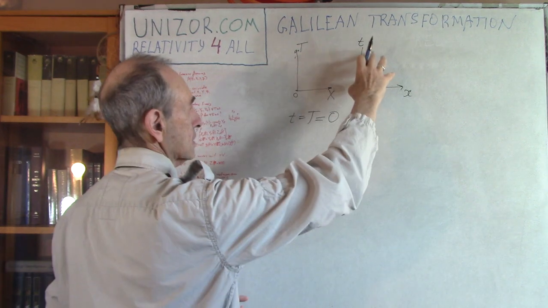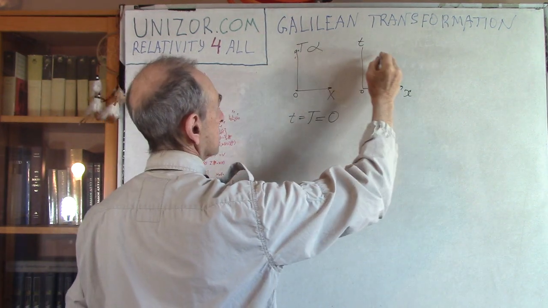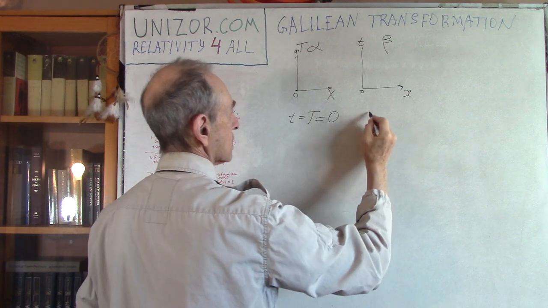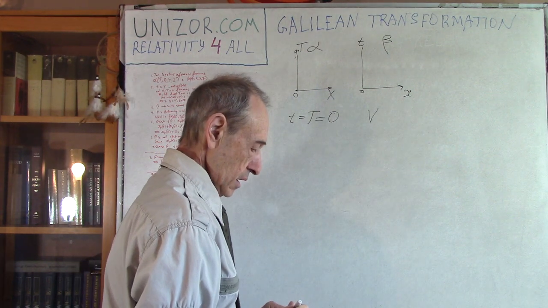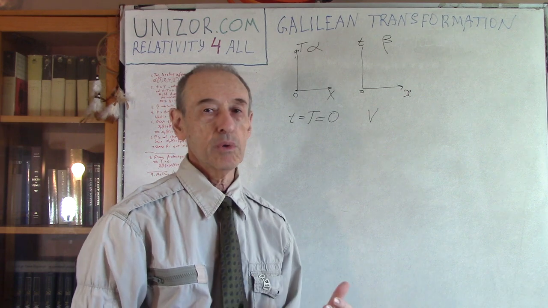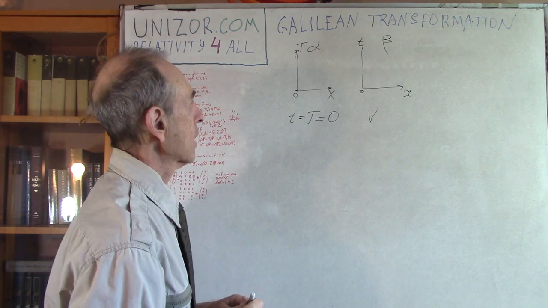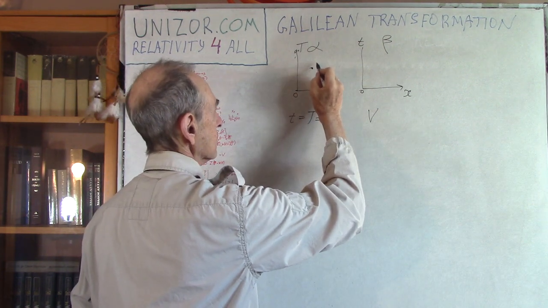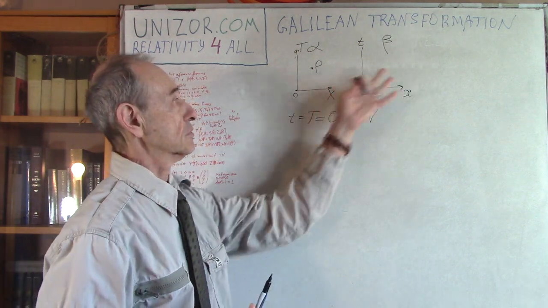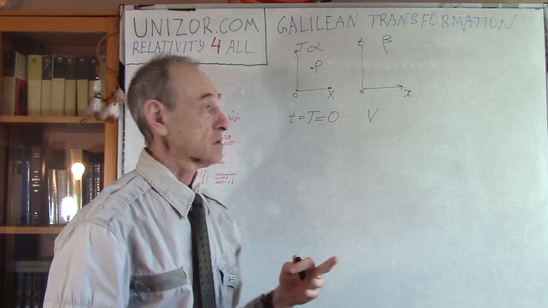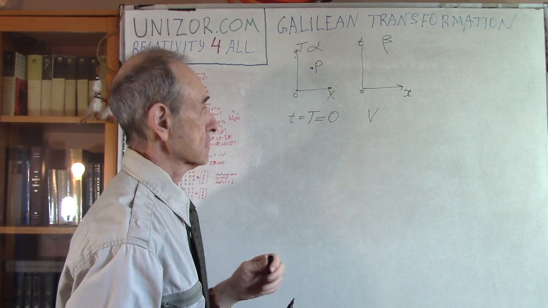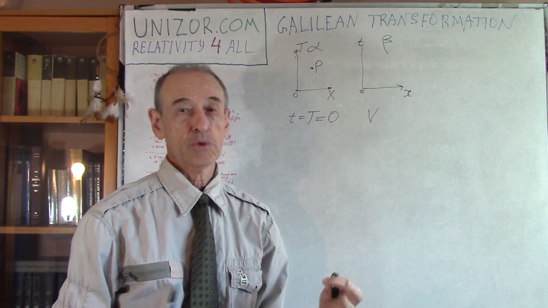And then we will call this one alpha and this one beta. We are assuming that the beta system is moving along the x-axis with constant speed v. So now our point is that, knowing where exactly the point is in one system, this is point P, let's say, we know its coordinates, and we would like to find out its coordinates after certain time t in another reference frame, in reference frame beta. So knowing alpha coordinates, we would like to find beta coordinates.